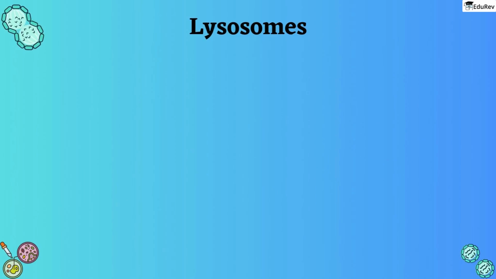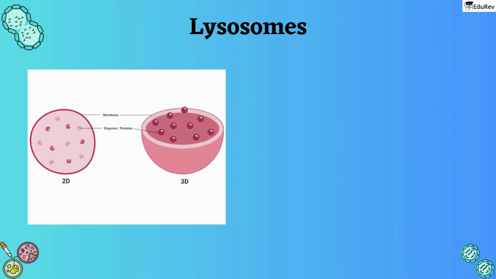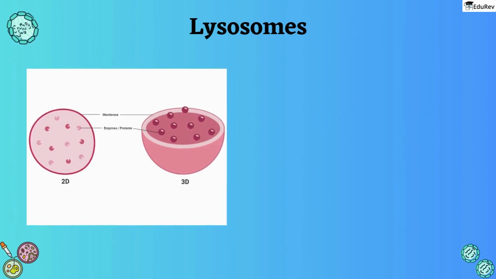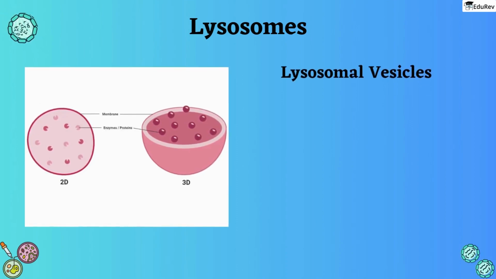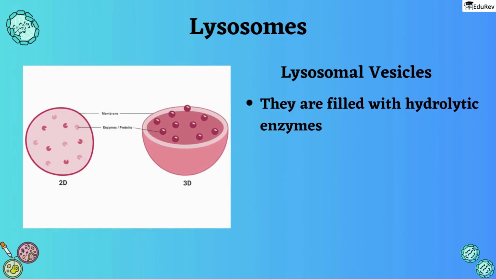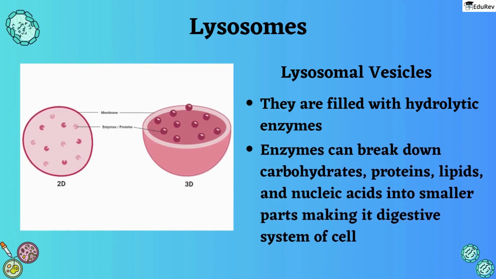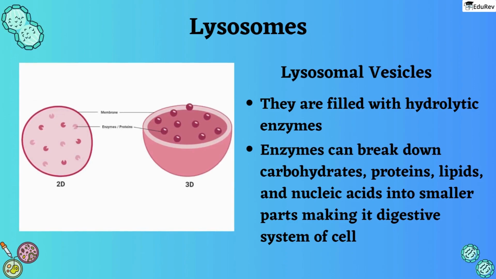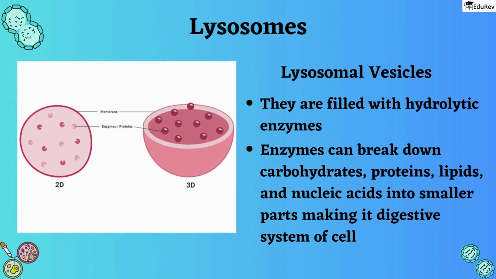Now moving on to lysosomes, which are also known as the digestive system of the cell. The Golgi apparatus makes small structures enclosed in a membrane through a process called packaging. These structures are called lysosomal vesicles, and they are filled with hydrolytic enzymes that work best in an acidic environment. These enzymes can break down carbohydrates, proteins, lipids, and nucleic acids into smaller parts. That is why they are called the digestive system of the cell.